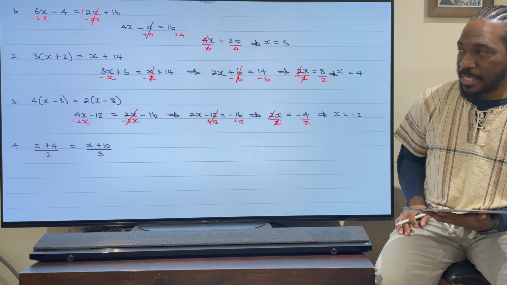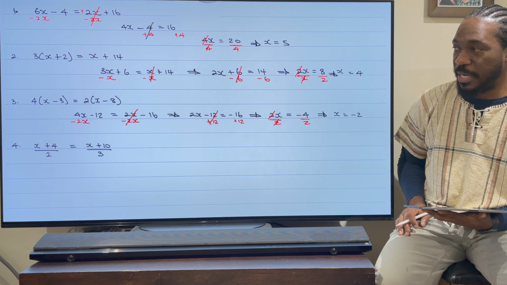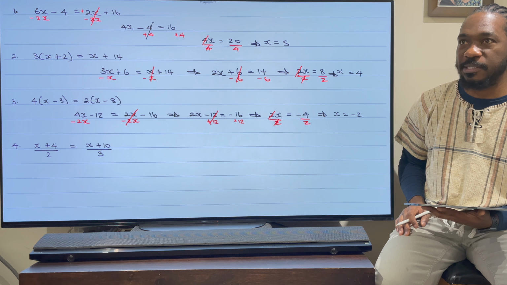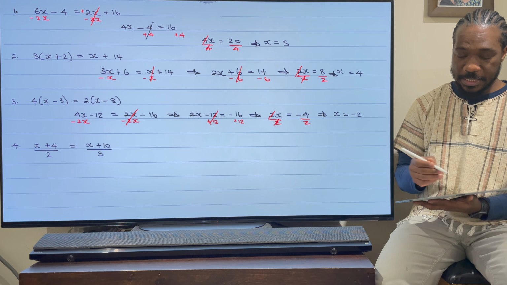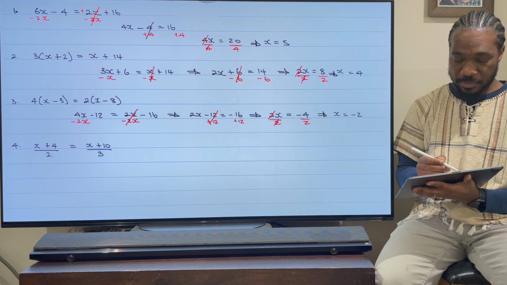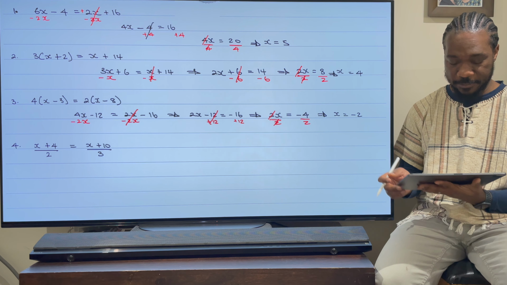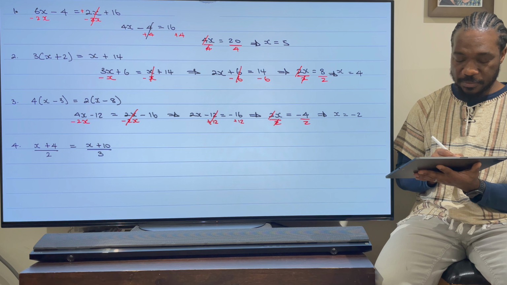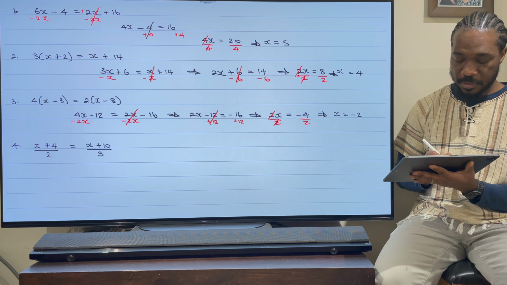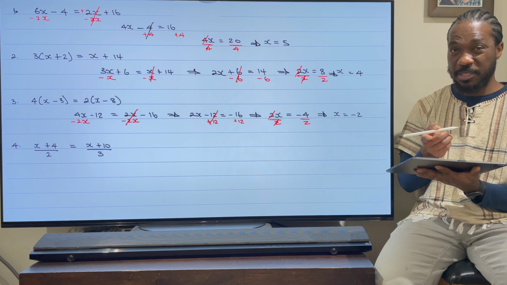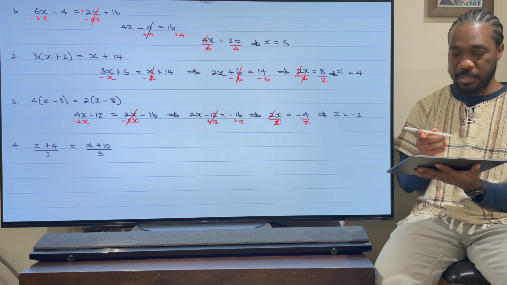Now, what I can do, which is what I'm going to do, is cross multiply, but I'm going to explain to you the concept behind cross multiplying. In order to get rid of the fractions down the bottom, I need to multiply by 2 and I need to multiply by 3. I need to multiply both sides by 2 and 3.